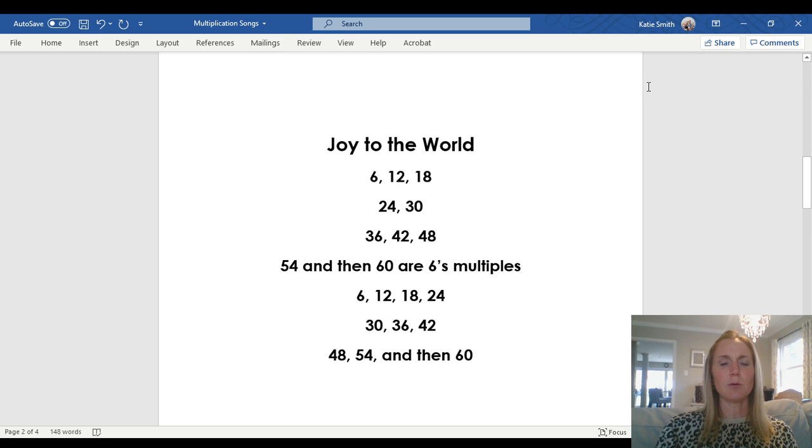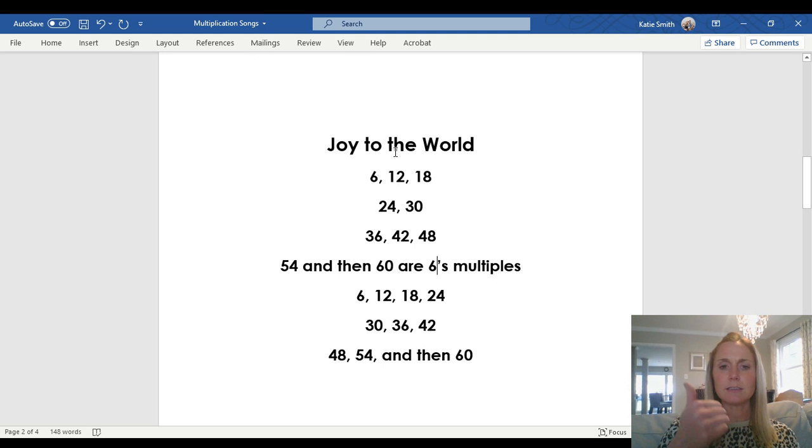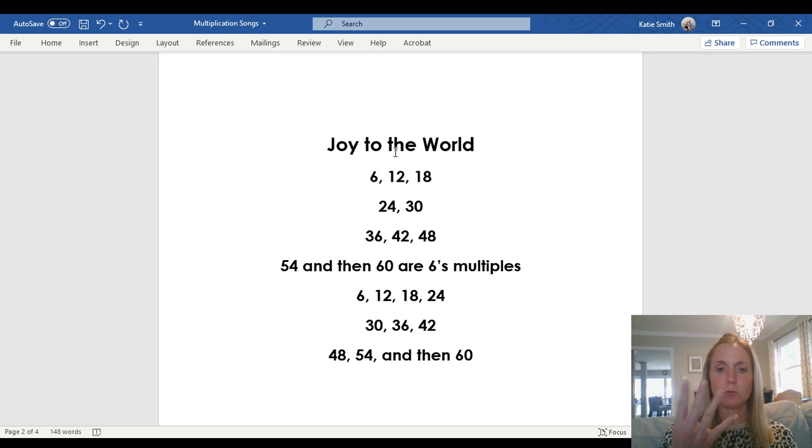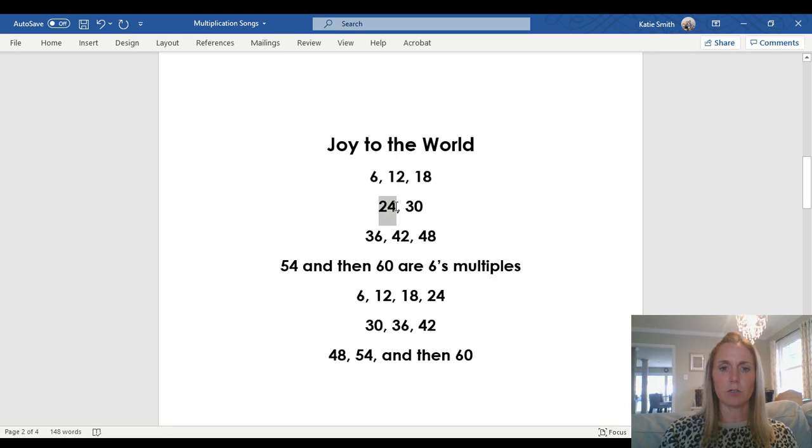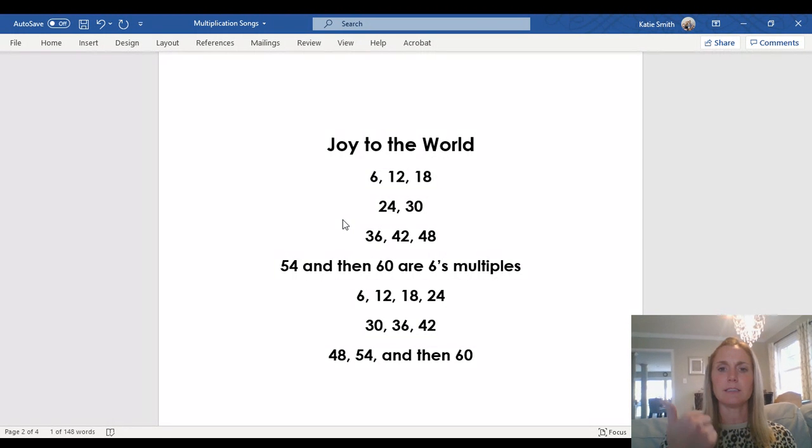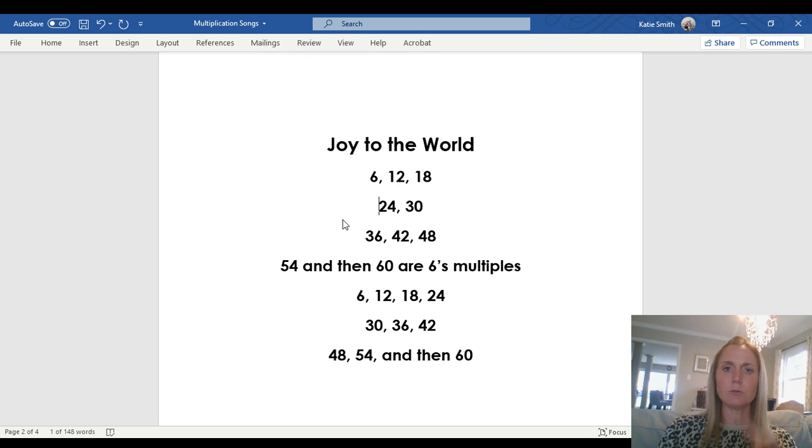So if I were to give you a multiplication fact, like 6 times 4, you would go 6, 12, 18, 24. So 6 times 4 is 24. You count 4 times. All right, if I would say 6 times 8, you would sing the 6 song until you count 8 times. 6, 12, 18, 24, 30, 36, 42, 48. So 6 times 8 is 48.